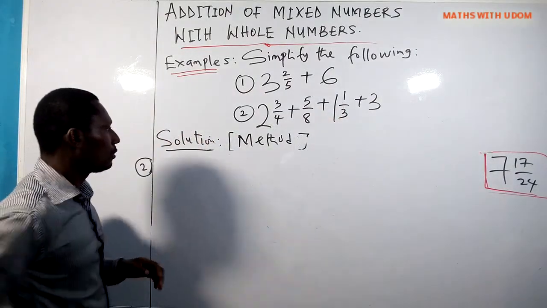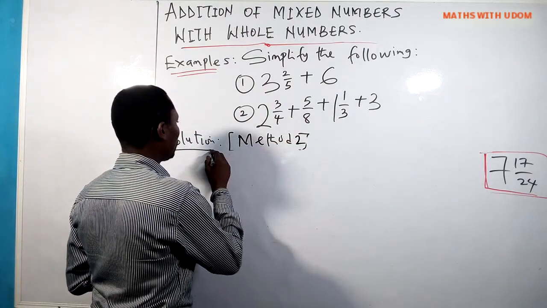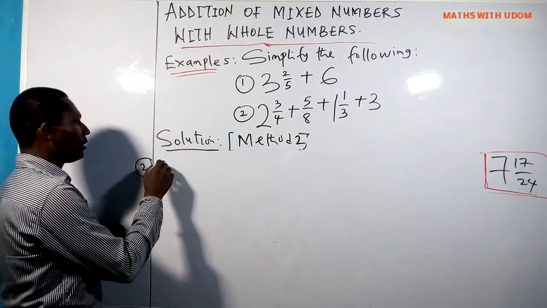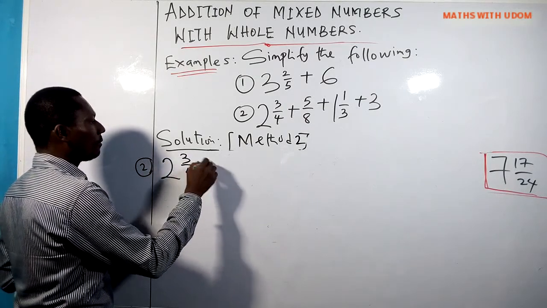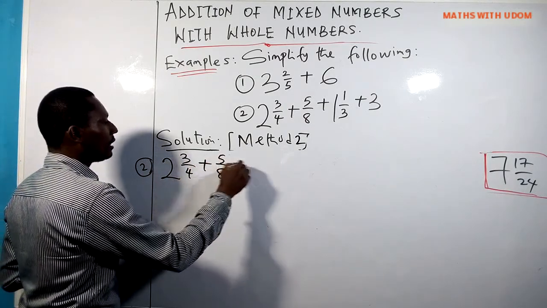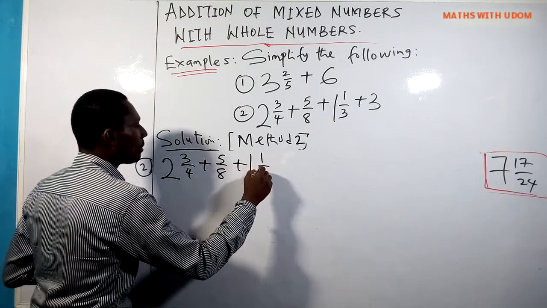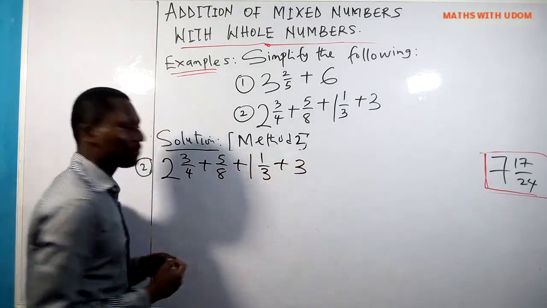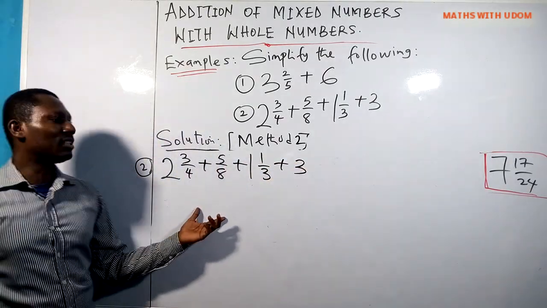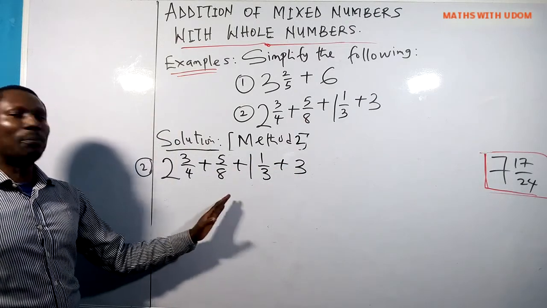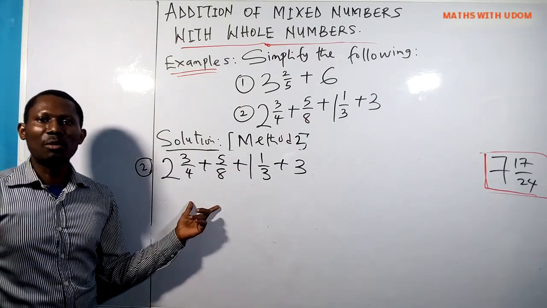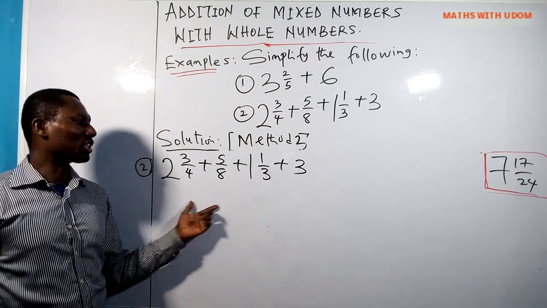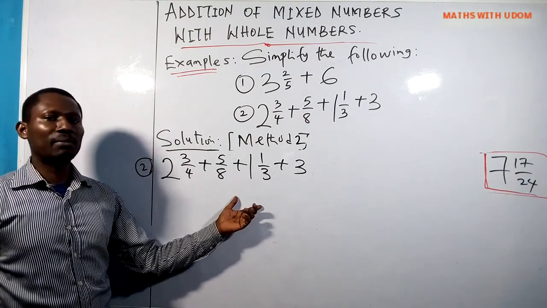So method 2, how do we solve this? So we have 2 whole number 3 over 4, 5 over 8, 1 whole number 1 over 3, and 3. Okay, so to solve this using the second method, we separate the whole parts or the whole numbers from the fractional part, the fractional numbers.